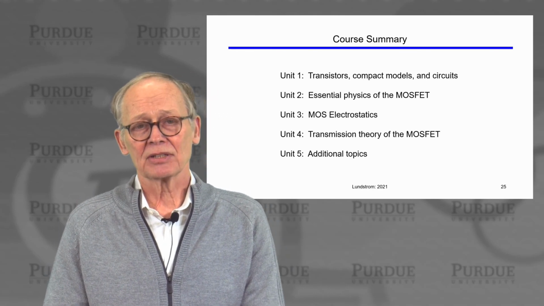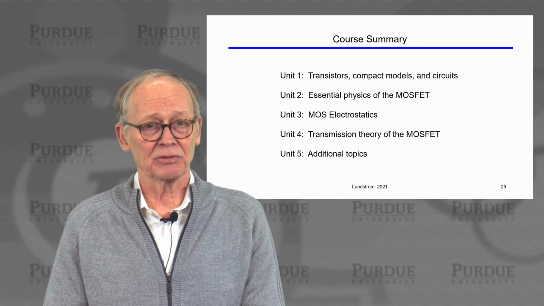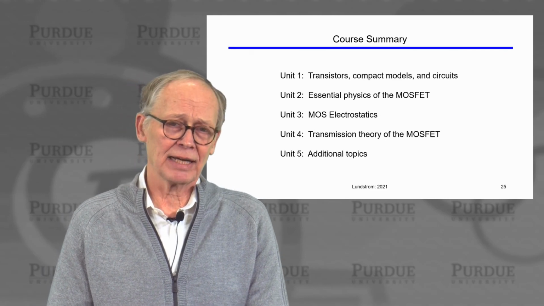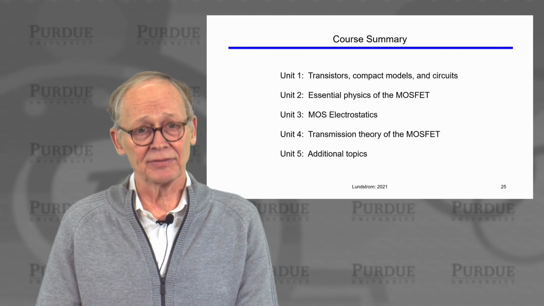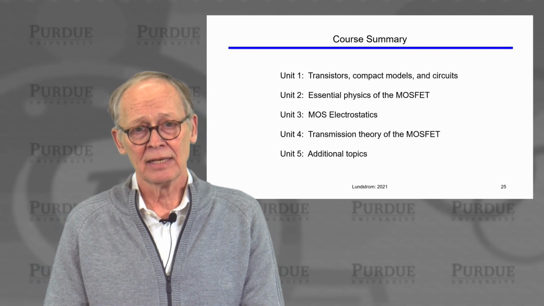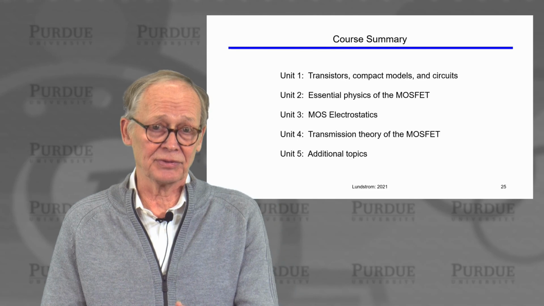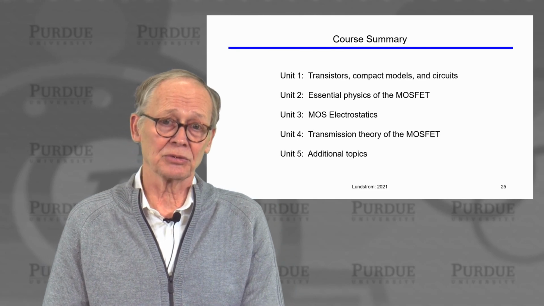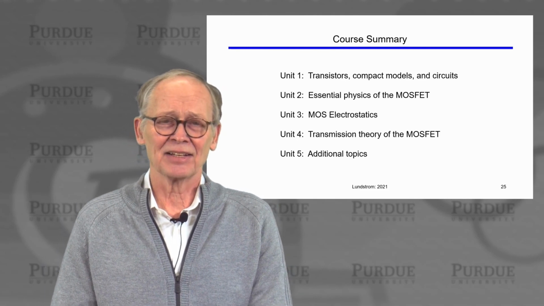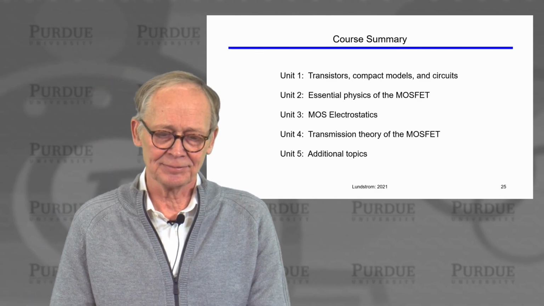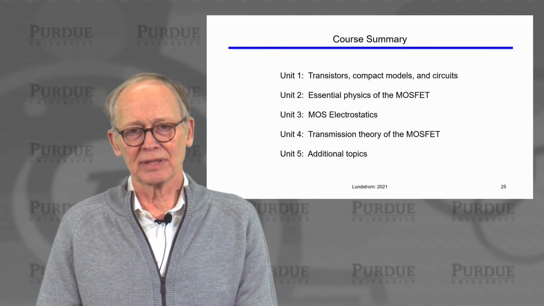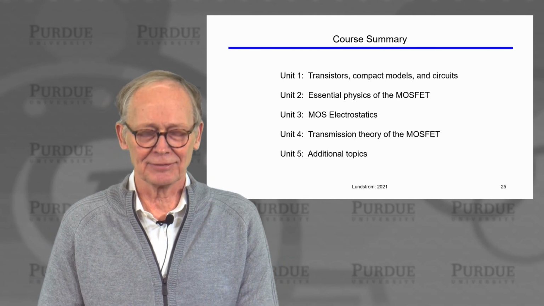And then we talked about how a modern way to think about transport allows us to describe very short devices all the way to the ballistic limit, where 3,5 field effect transistors are today, the diffusive limit, where traditional transistors were for many, many years, and the quasi-ballistic regime where silicon MOSFETs operate today. And then we talked about a few additional topics in Unit 5.